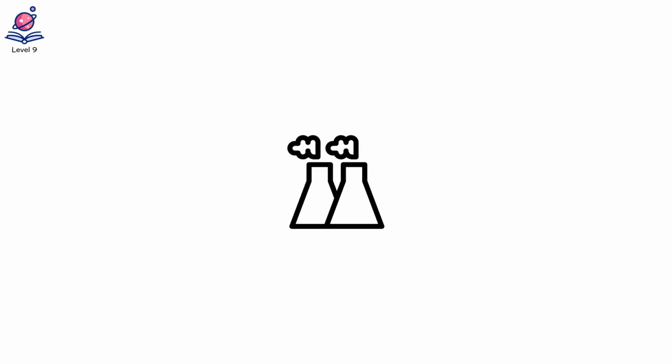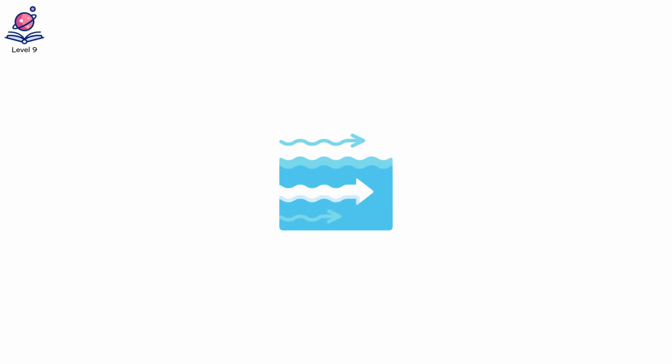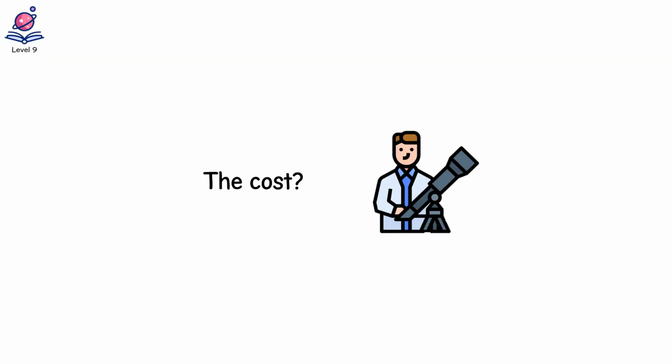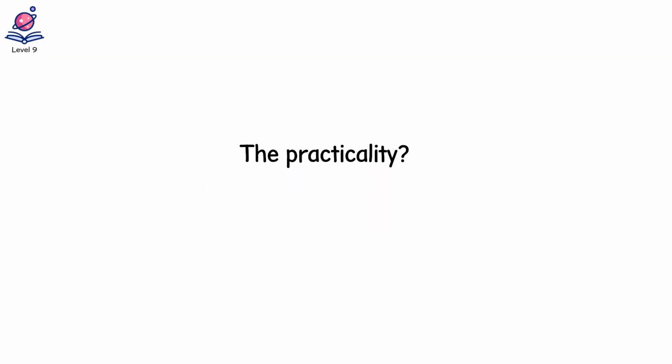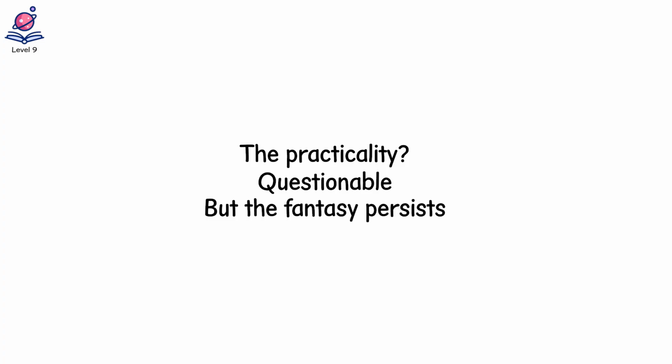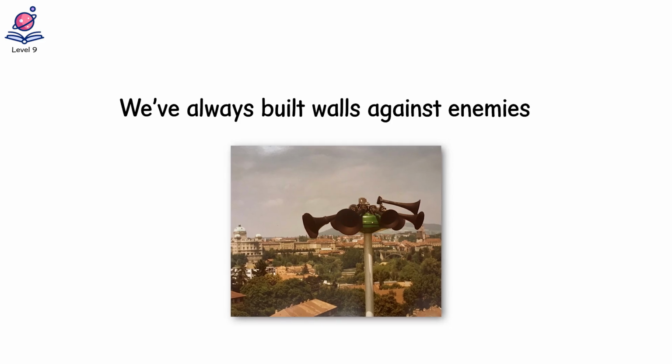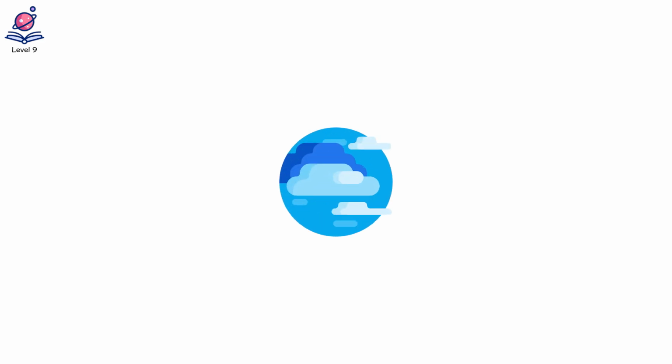Speculative projects have sketched out titanic barriers stretching across states, artificial mountains that would disrupt storm paths, changing how wind flows across the plains. The cost, astronomical. The practicality, questionable. But the fantasy persists that one day, walls could replace sirens. We've always built walls against enemies. The idea that we could one day build them against the sky itself is both absurd and strangely inevitable.